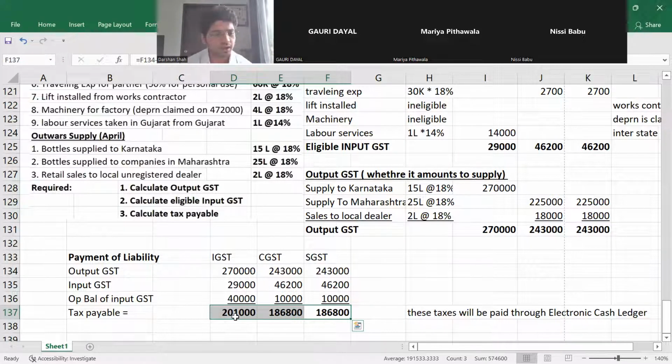How the payment? 9th point, labor services. Yes. What does labor services exactly mean? Labor services, as a manufacturer, I might need labor services, right?